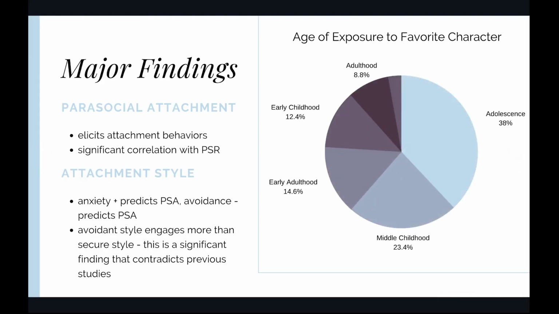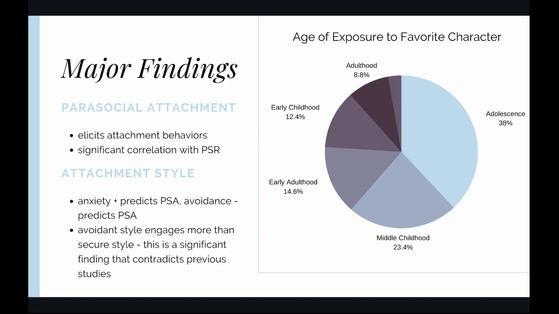Some major findings from this study were that yes, parasocial attachment does elicit attachment behaviors, and that there is a significant correlation between parasocial attachment and parasocial relationship, which makes sense. Also, most people were exposed to their favorite character in adolescence, which I found interesting. When considering attachment dimensions, attachment anxiety positively predicted parasocial attachment, while avoidance negatively predicted it. This aligns with the pattern found for parasocial relationships.